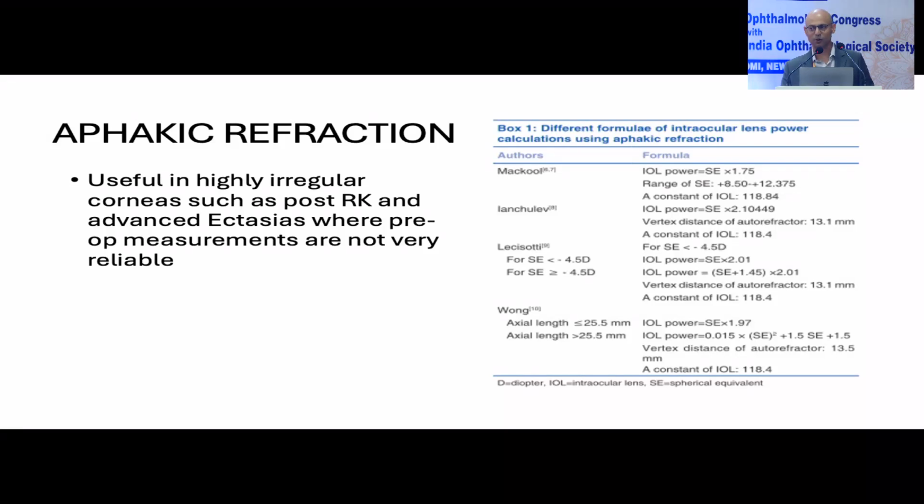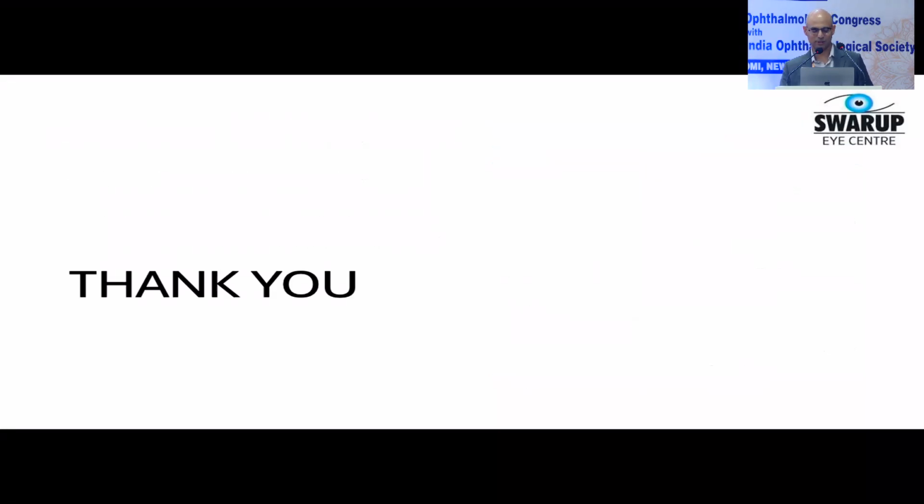Finally, as Dr. Vinita had mentioned earlier, whenever in doubt, do an aphakic refraction, and then you have various formulae which are available for aphakic IOL calculation, and you can use that data to calculate the lens power in cases where you're getting a lot of disparity, or your cornea is very irregular, and you're not sure what kind of result you're going to get. You can do intraoperative refraction, or you can do it with a gap of 1 or 2 days and put the lens in.